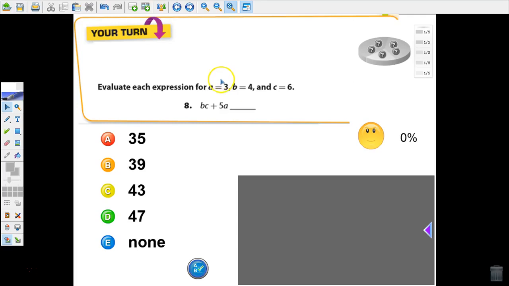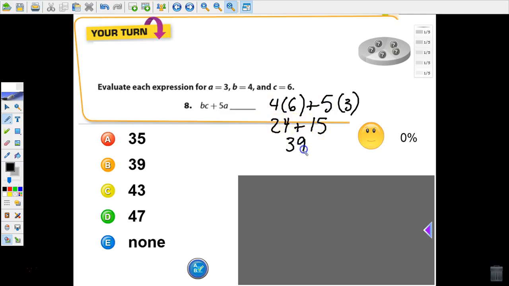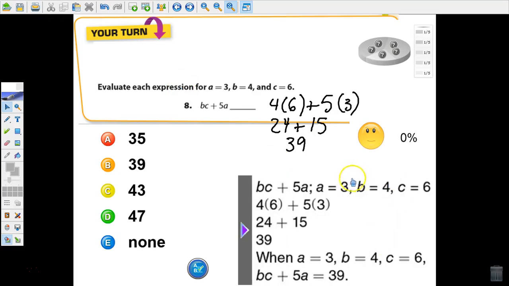Pause. Okay, so I'm plugging them in. This time it's 4 times 6 because B is 4, C is 6. And then I'm adding 5 times 3, which is A. Okay? Multiply. I've got 4 times 6, 24, plus 5 times 3 is 15. 24 plus 15 is 39. And boom, did it. Plug it in. 4 times 6 is 24. 5 times 3 is 15. 24 plus 15 is 39.